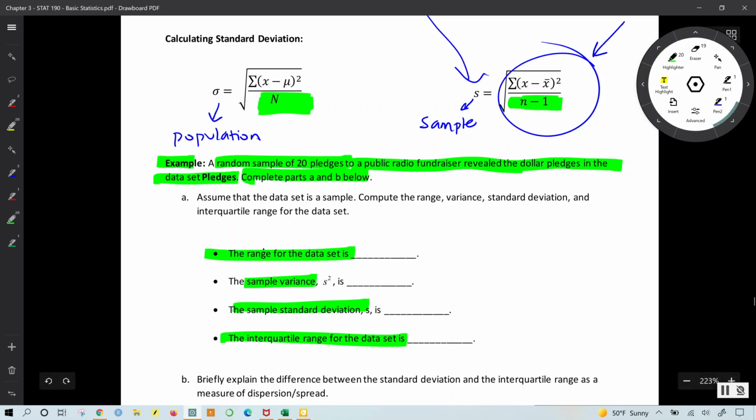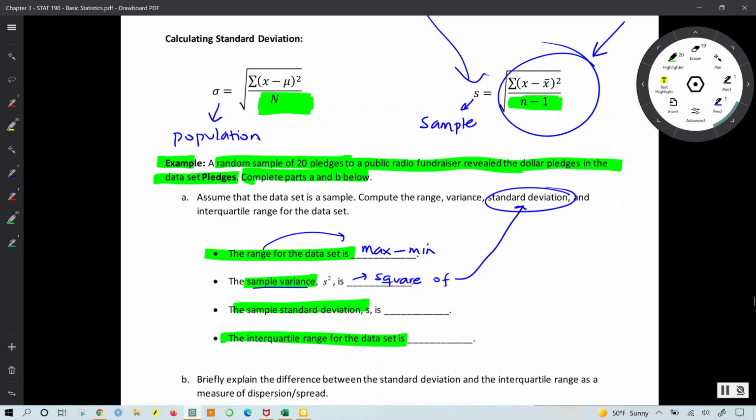To clarify, the range is always the maximum value minus the minimum value. The sample variance is the square of the answer observed for the standard deviation. So if you get the standard deviation first and you square it, the resulting answer is called the sample variance. And the sample standard deviation, we're going to get the answer too for that. And we would also like to find the interquartile range, which is Q3 minus Q1. So let's go into StatCrunch and see how to get all of these values.